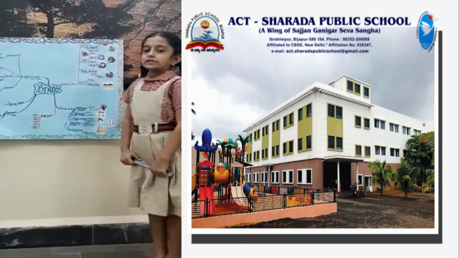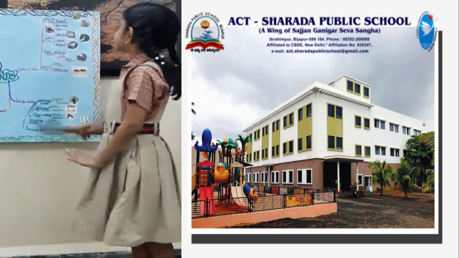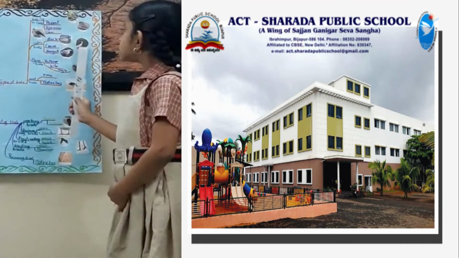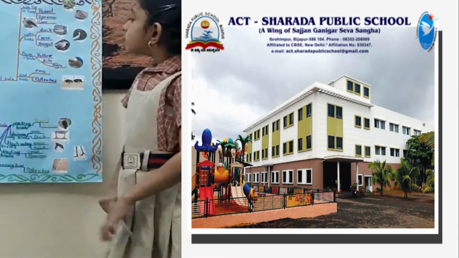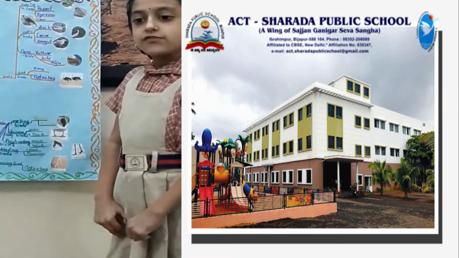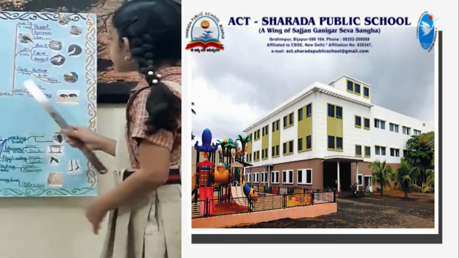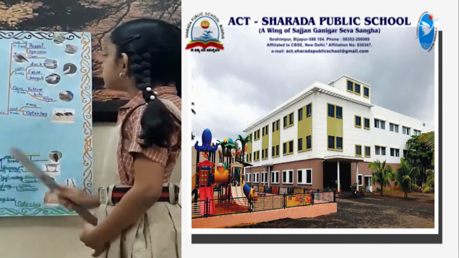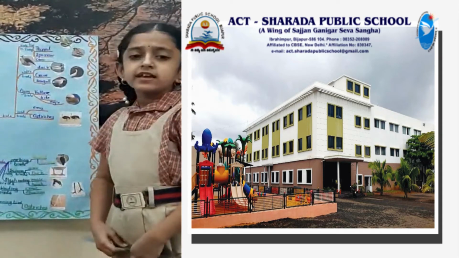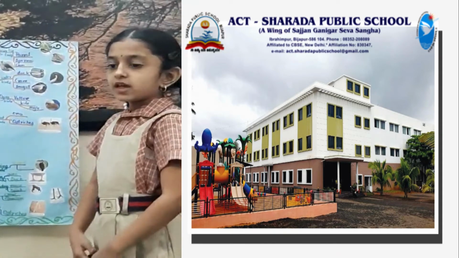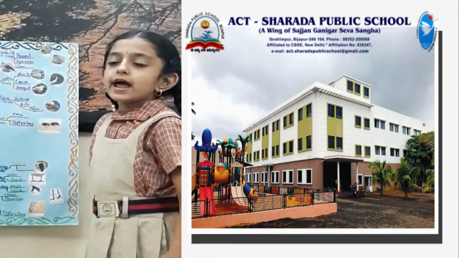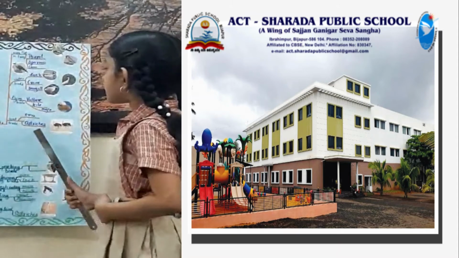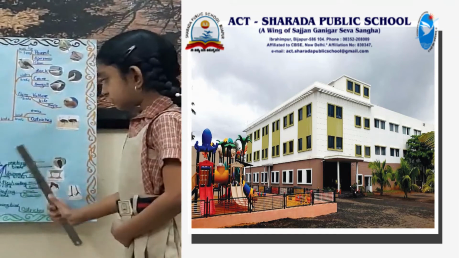Water birds. Water birds live in water. For example, duck, crane and seagull. Flying birds. They fly a lot. For example, vulture, kite and eagle. Land birds. They do not fly and they run fast. For example, emu and ostrich.